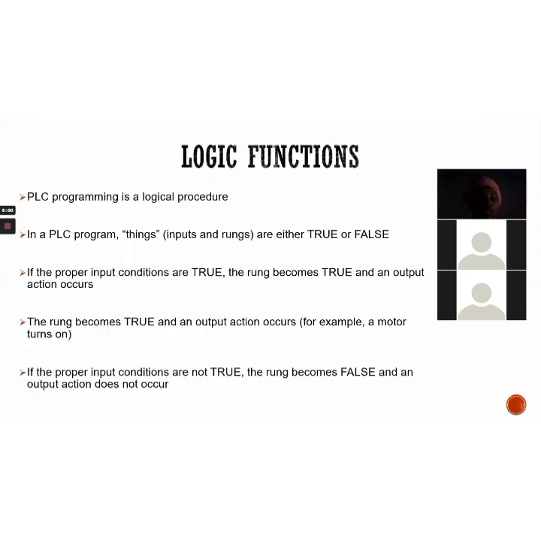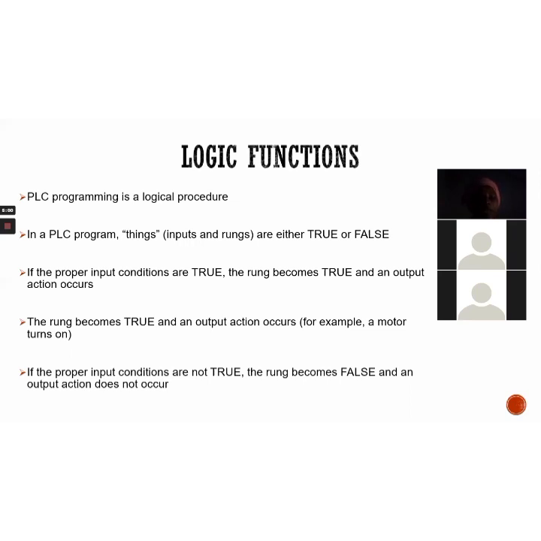Those are the conditions, and each condition can either be true or false. A seat belt is either on or off, so it is true or false. Ignition is either on or off. And the driver is either there or not there. Now when you come to the next point, the rung becomes true and an output action occurs, e.g., a motor turns on. If the proper input conditions are not true, the rung becomes false.